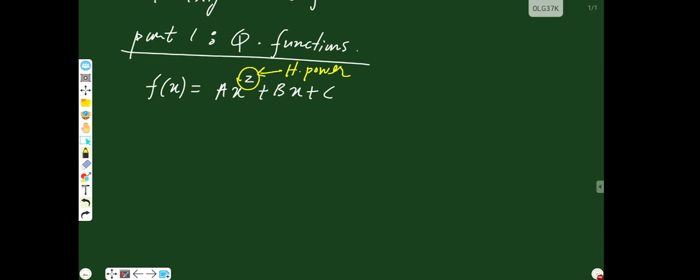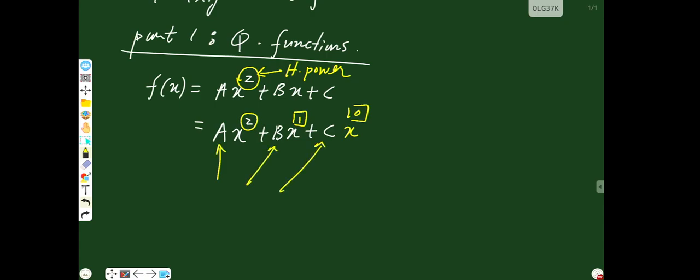Now if you think about this one, ax squared plus bx plus c. If you look at the variable x, the maximum power is 2, the next one is 1, and with c you have x raised to the power 0. So the lowest power would be 0, right? So this is called a quadratic function. These are called coefficients.